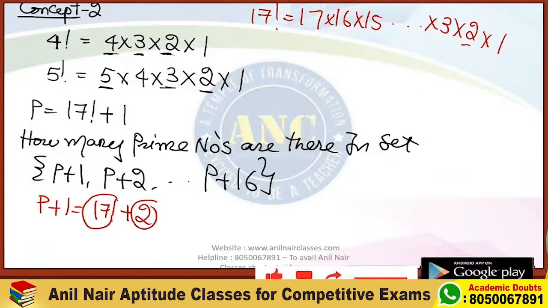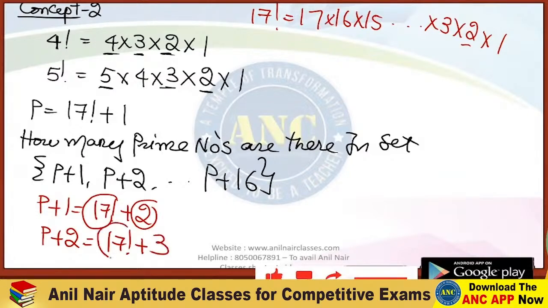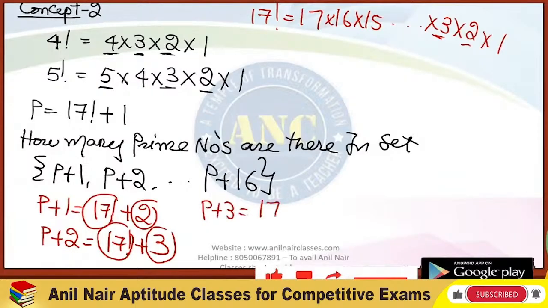2 is also divisible by 2, which means the answer is divisible by 2. P plus 2, which is 17 factorial plus 3, is divisible by 3, because 17 factorial contains 3. P plus 3 is nothing but 17 factorial plus 1 plus 3, which is 4.